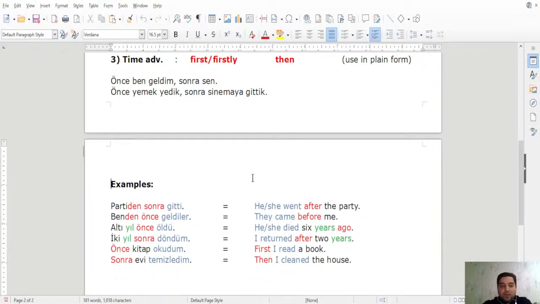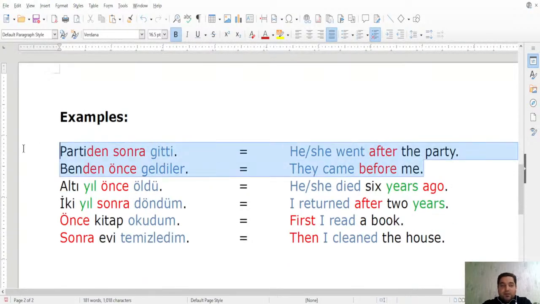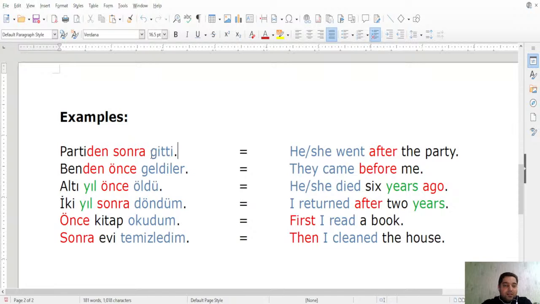We have 6 examples. For the first case, the order kind of situation, we have 2 examples here. Partiden sonra gitti. He, she went after the party. Partiden sonra gitti. So you see we have sonra here used as after. Or you can say benden önce geldiler. They came before me. There is an order of somebody coming before me, right? And here we have den önce again, benden önce. They came before me.